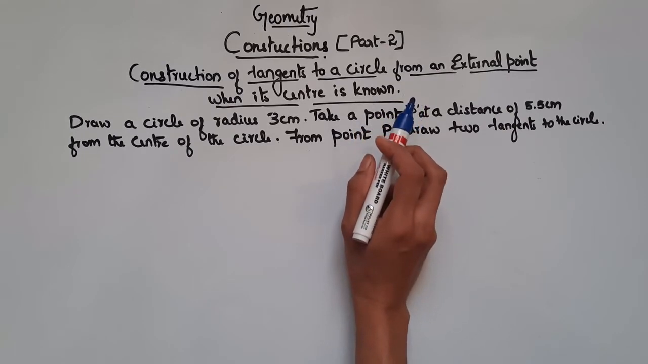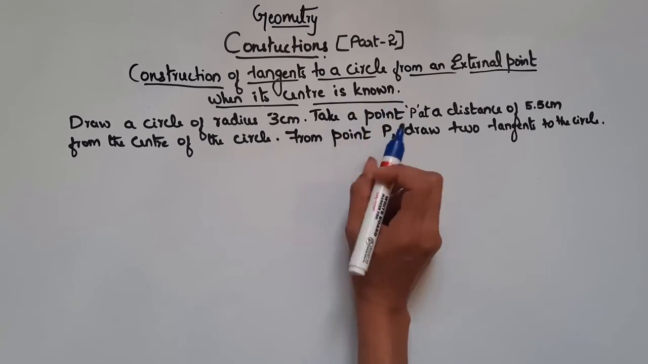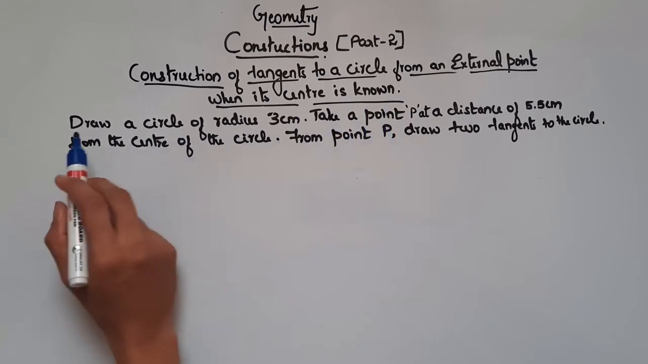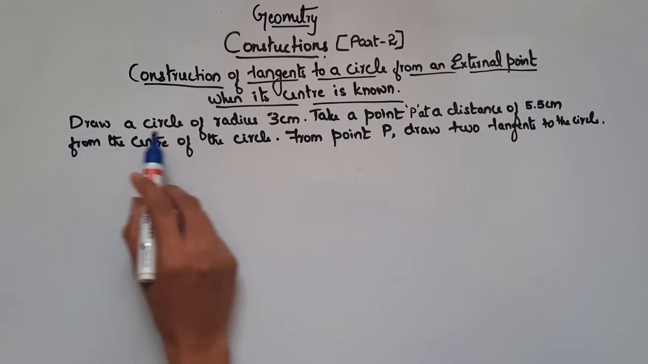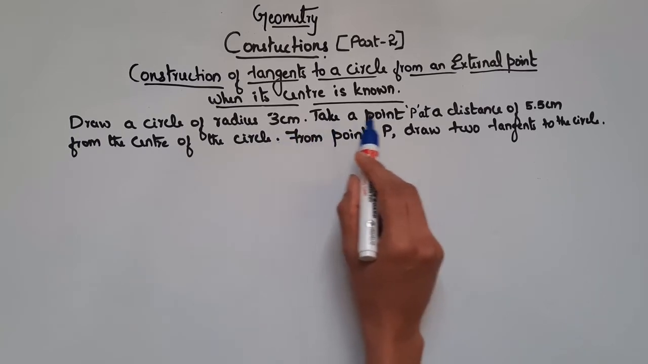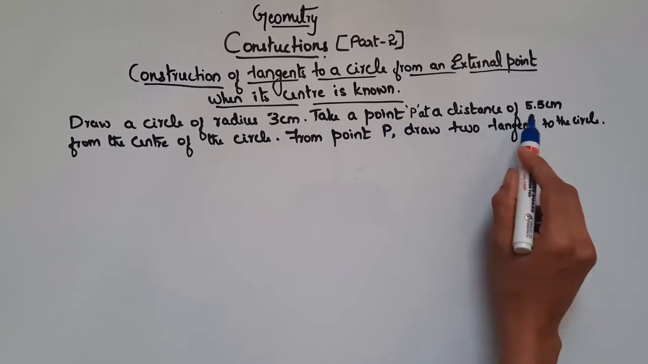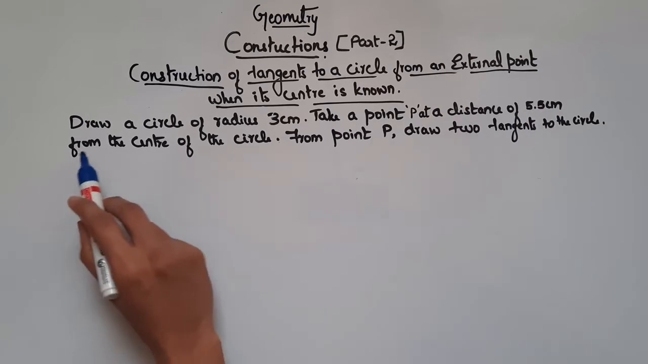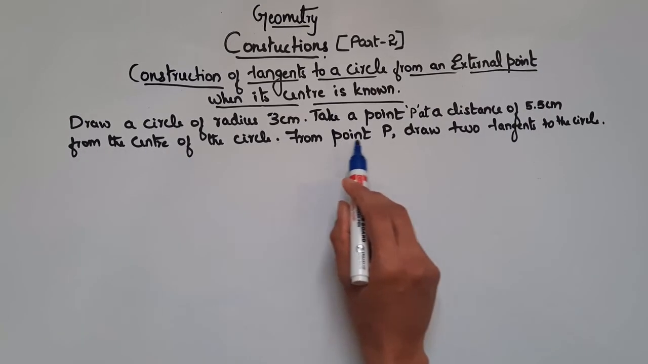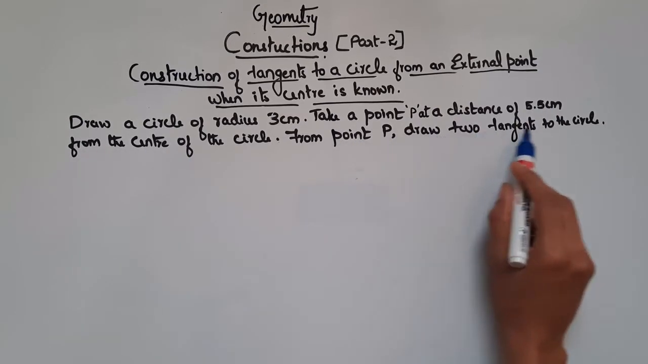So in this video, we will see three different possible questions under this topic. So first let's see the direct one. Here we have: draw a circle of radius 3 cm. Take a point P at a distance of 5.5 cm from the center of the circle. From point P, draw two tangents to the circle.